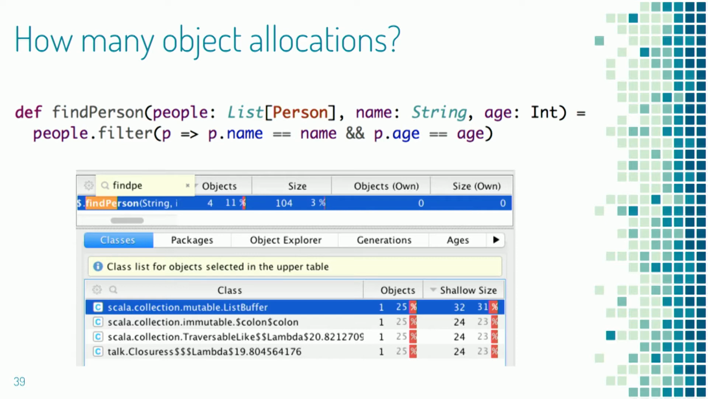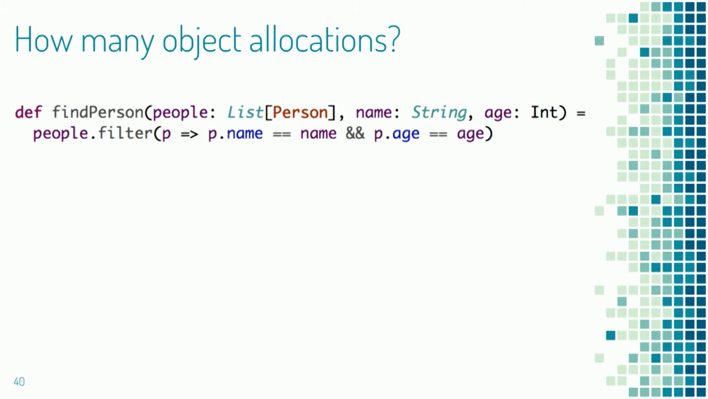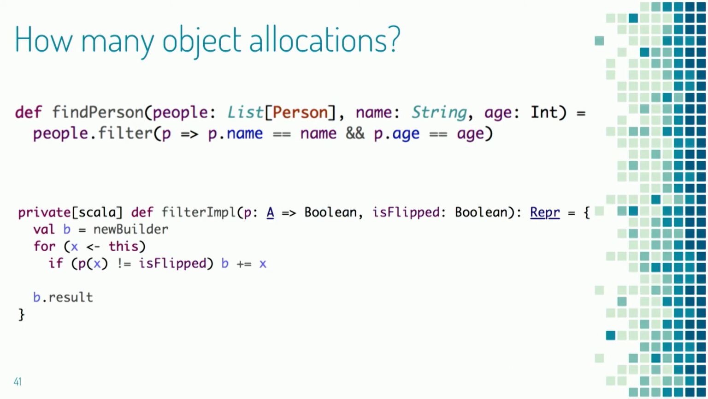So as you can see here, we have 4 allocations. We have the collection and a few other objects being allocated. So where are these allocations coming from? They end up calling the method filter implementation from the Scala collection implementation. The first allocation is easy to see. It's the new builder. It's creating the new collection, right?